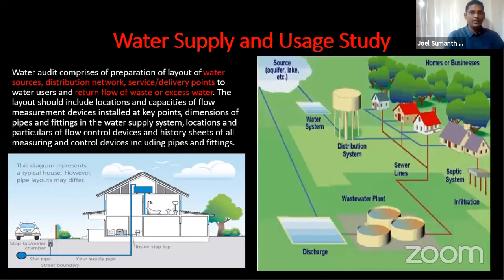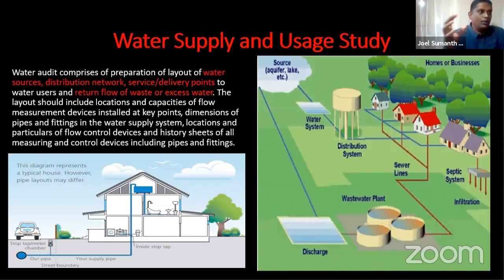If you take the case of a household, you have a main pipeline which passes in front of the house. From there, a subline comes into your house. Over there, you have a small meter. From there, water gets stored into the sump. From the sump, it goes into the overhead tank. So identifying this network is part of the water supply and usage study.